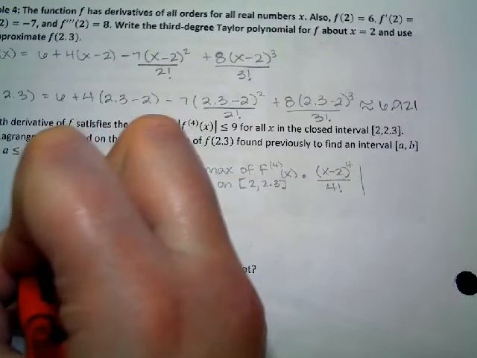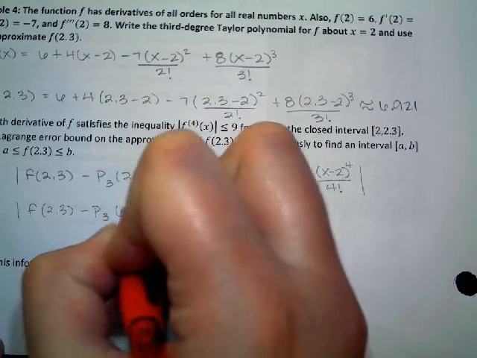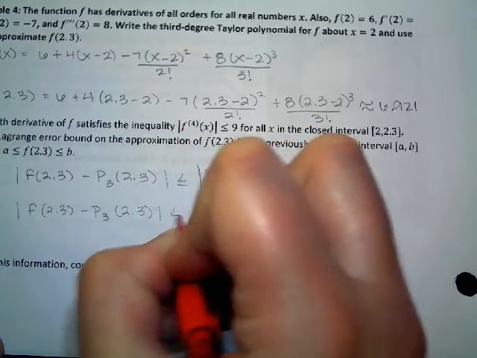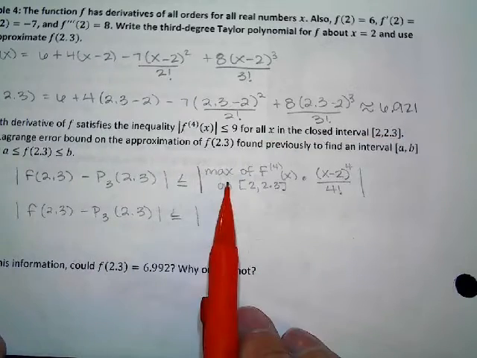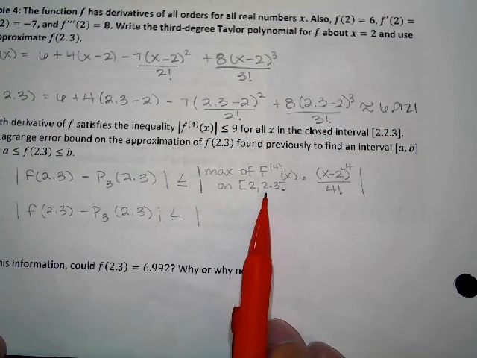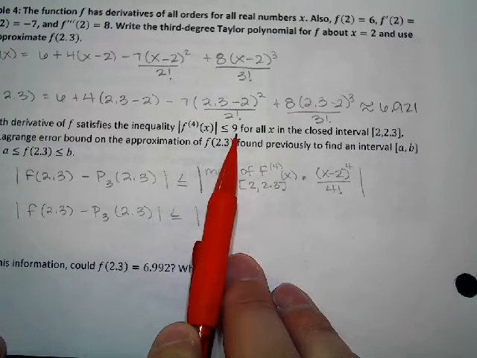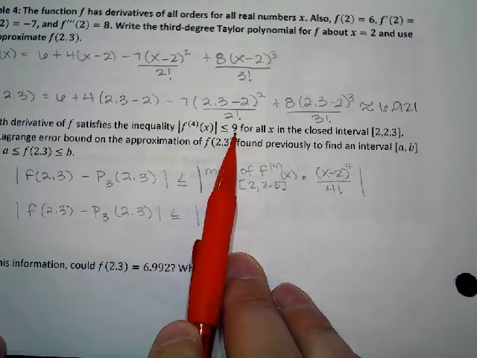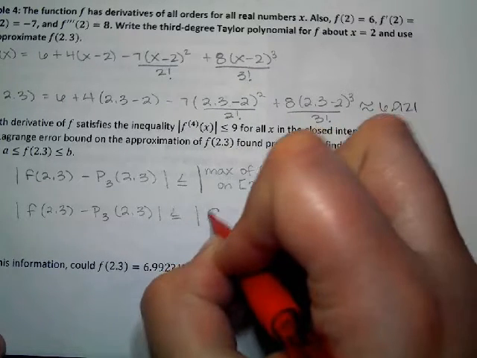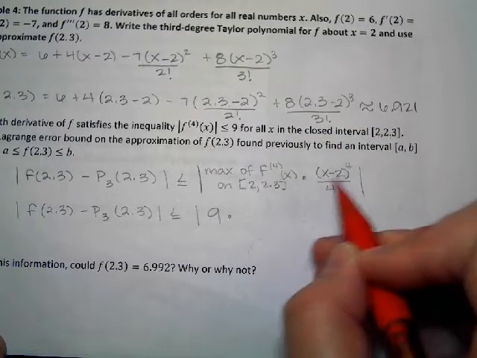Okay, so what's the max of the fourth derivative on the interval from 2 to 2.3? It's 9, because they told us that all of the derivatives on that interval were less than 9. So 9 is the maximum. Does that make sense now what that notation means? So they said all of those derivatives are less than 9, so 9 is the highest, okay? And then what are we going to plug in over here? 2.3 minus 2 to the 4th, okay, over 4 factorial. Okay?